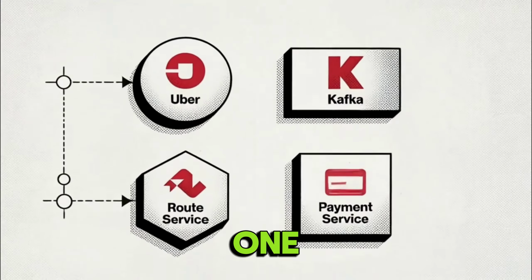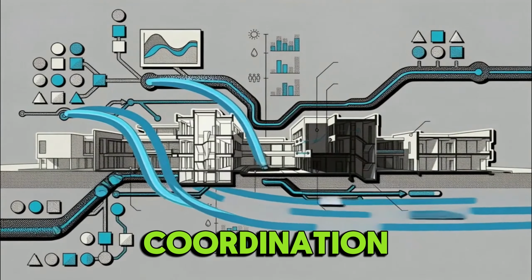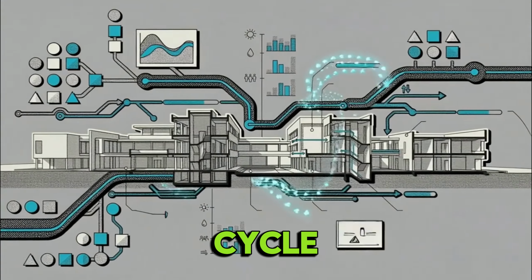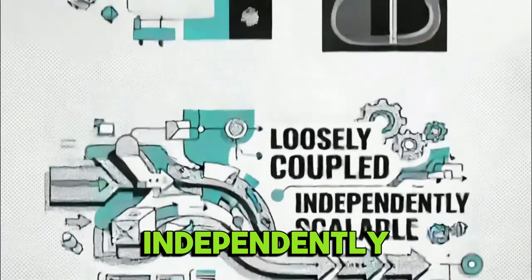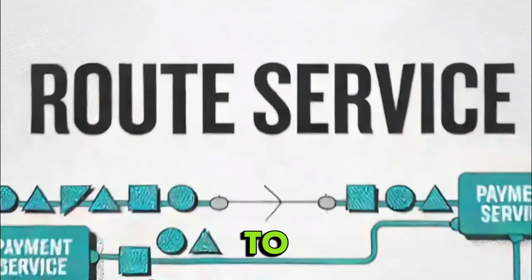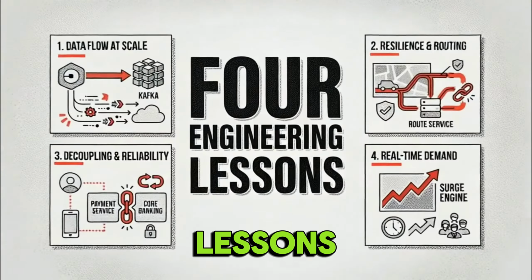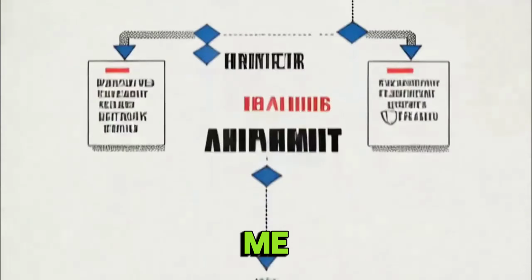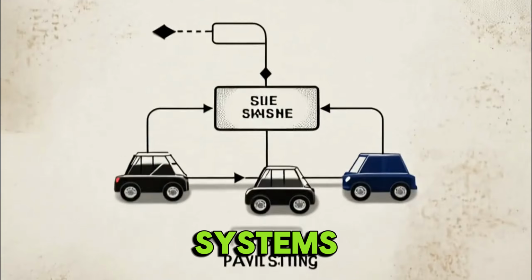Not a single one of those services called another one directly. Every coordination across the entire trip lifecycle happened through events flowing through Kafka. Loosely coupled, independently scalable, resilient to individual service failures at every step. 4 engineering lessons for your own systems. Let me close with 4 principles from Uber's architecture that you can apply directly to your own distributed systems today.